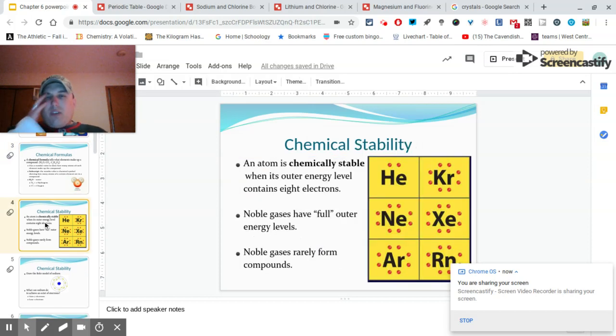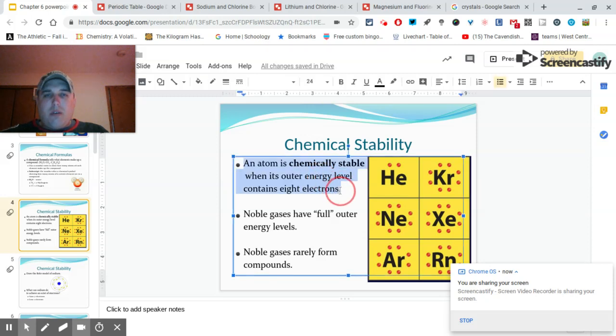The most important thing for today, though, is understanding chemical stability. So an atom is chemically stable when its outer energy level contains 8 electrons. This is a really important thing to write down. Probably one of the most important statements of this entire chapter is understanding that when an atom has 8 valence electrons, it is chemically stable. So I'm going to give you a second to write that down. Pause it, write that down, come back.